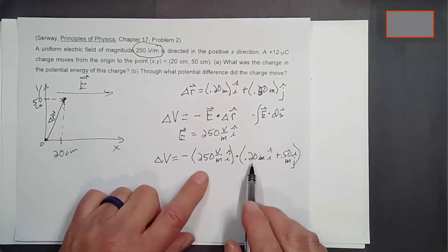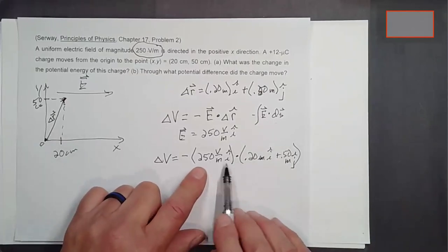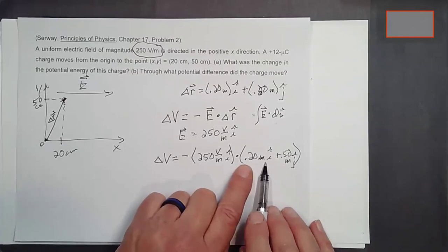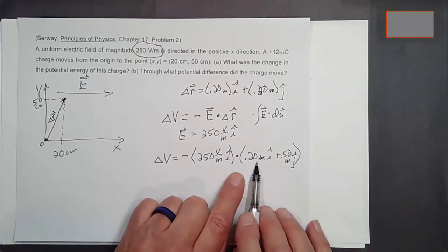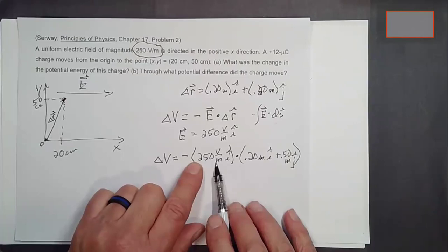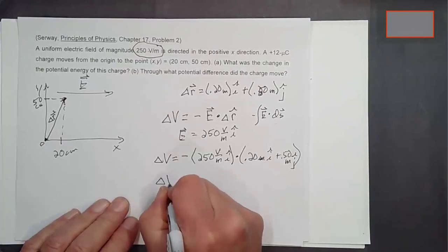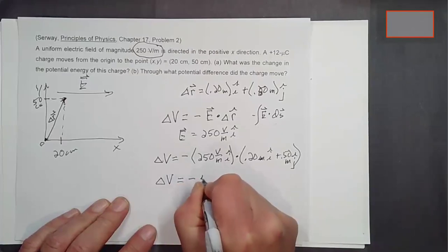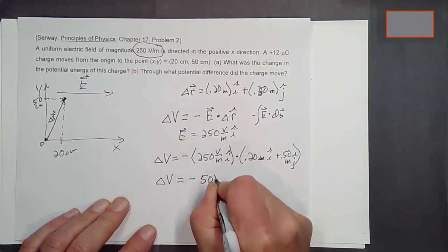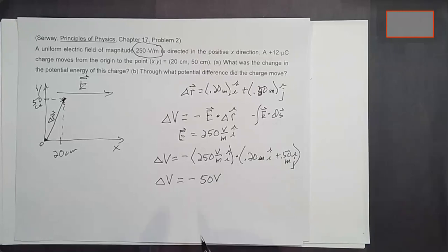So I'll have 250 volts per meter times 0.20 meters. You can do that in your head. It ends up being 50 volts. So the change in potential is minus 50 volts. And that's a scalar now.